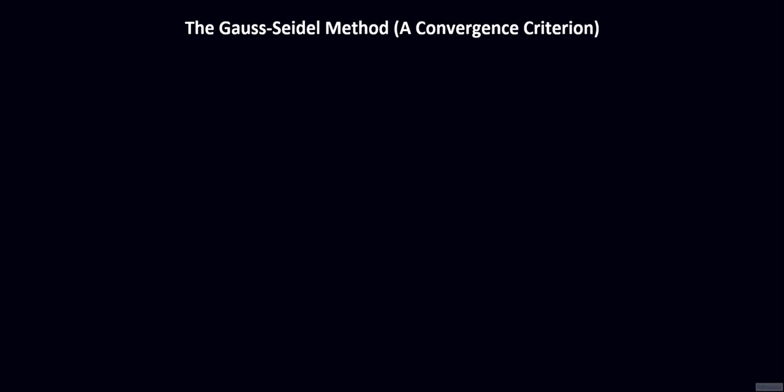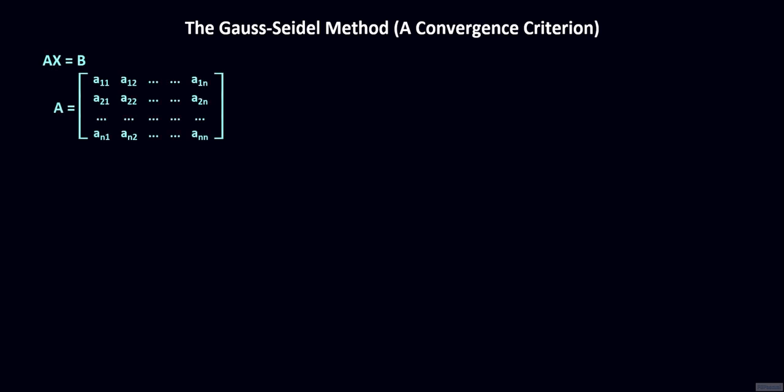In this lecture, we prove a convergence criterion for the numerical method called the Gauss Seidel method that is used for approximating the solution to a system of linear equations. Suppose that the system of equations is given by the matrix equation A times x equals b, where A is an n by n real-valued matrix, x is a vector of n unknowns, and b equals a real-valued n-dimensional constant vector.